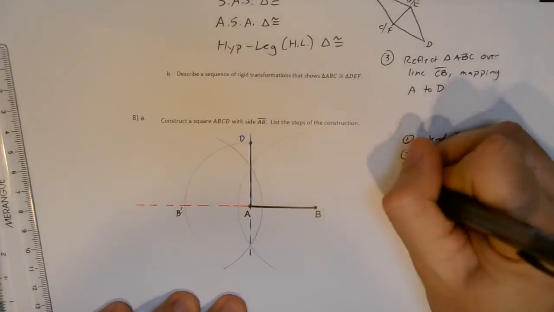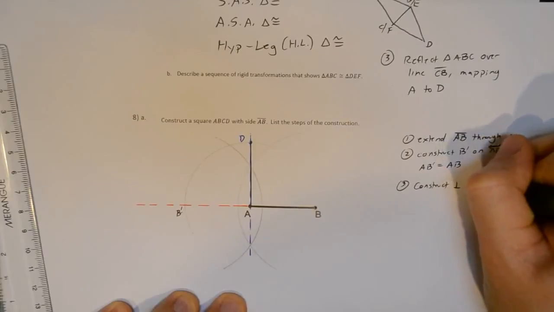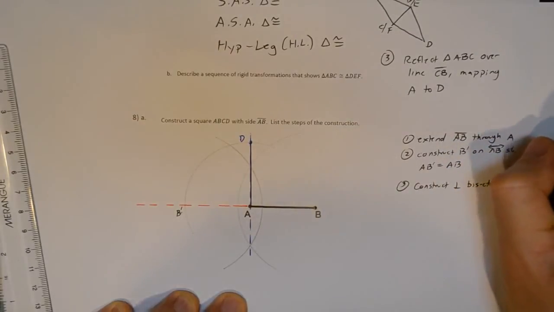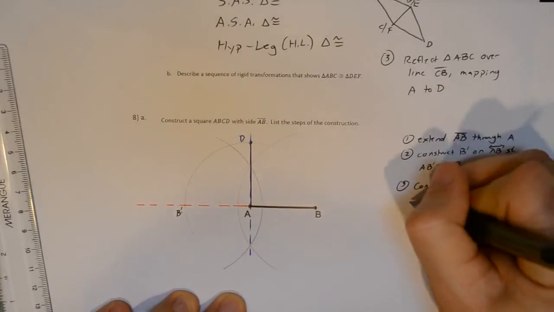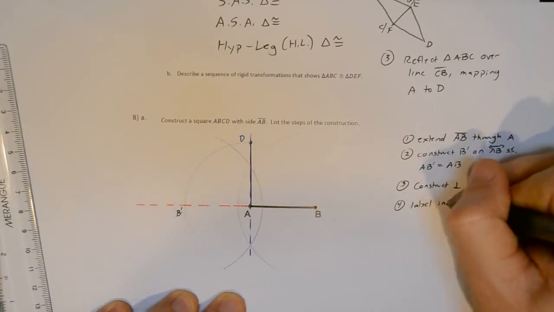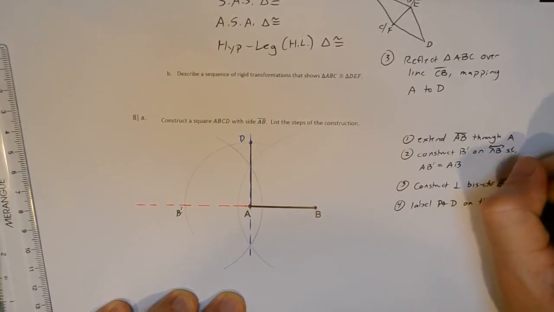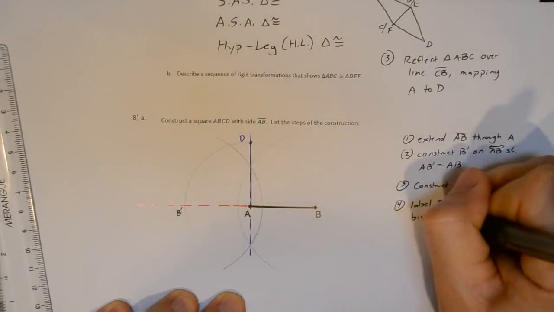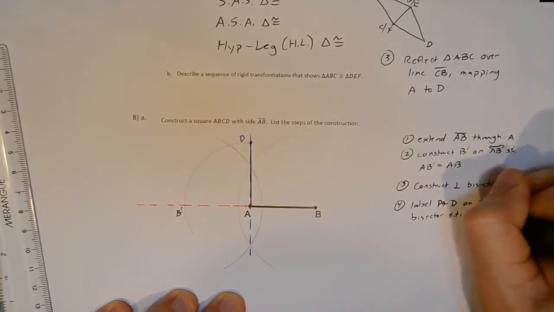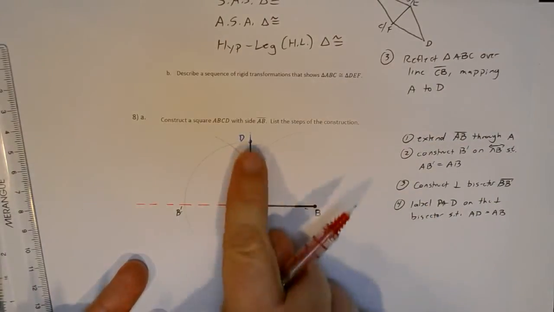So what did we just do there? Step 3, construct perpendicular bisector of B, B prime. Step 4, label point D on the perpendicular bisector such that AD equals AB. Right? So I choose point D so that AD to AB is the same distance. So now I've got one right angle and I've got two sides that are congruent.